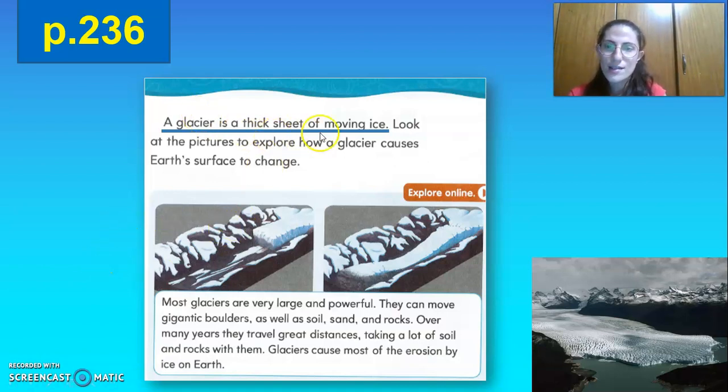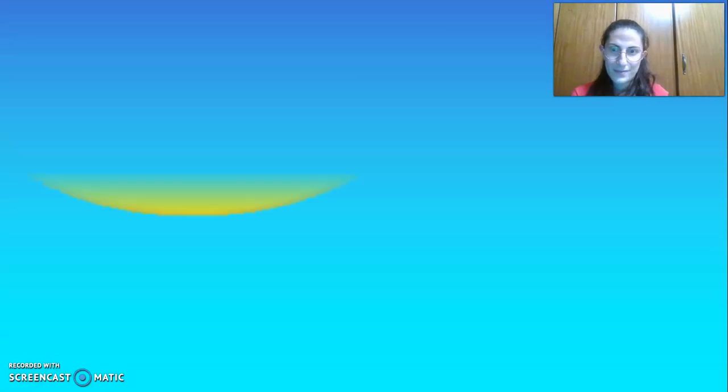So a glacier is a thick sheet of moving ice. Look at the pictures to explore how a glacier causes Earth's surface to change. Most glaciers are very large and powerful. They can move gigantic boulders, as well as soil, sand, and rocks. Over many years, they travel great distances, taking a lot of soil and rocks with them. Glaciers cause most of the erosion by ice on Earth. Clear? So remember, gigantic boulders are gigantic rocks, enormous rocks. That's all.